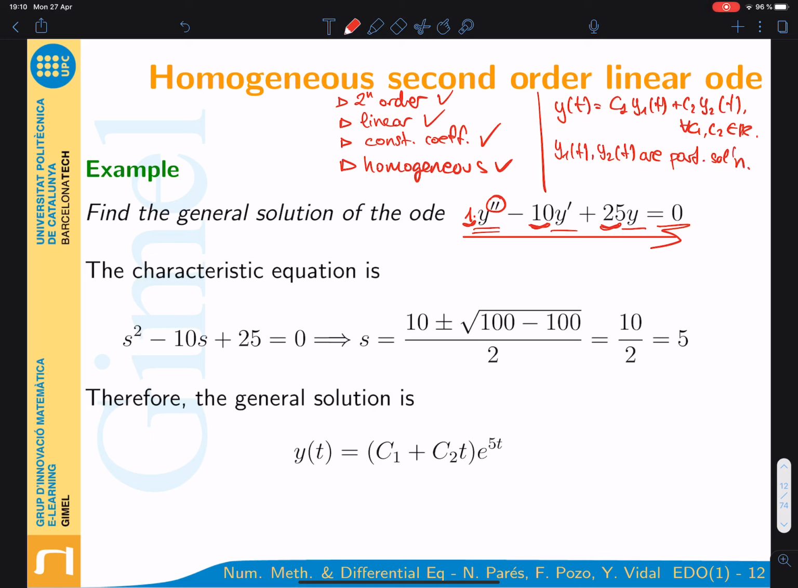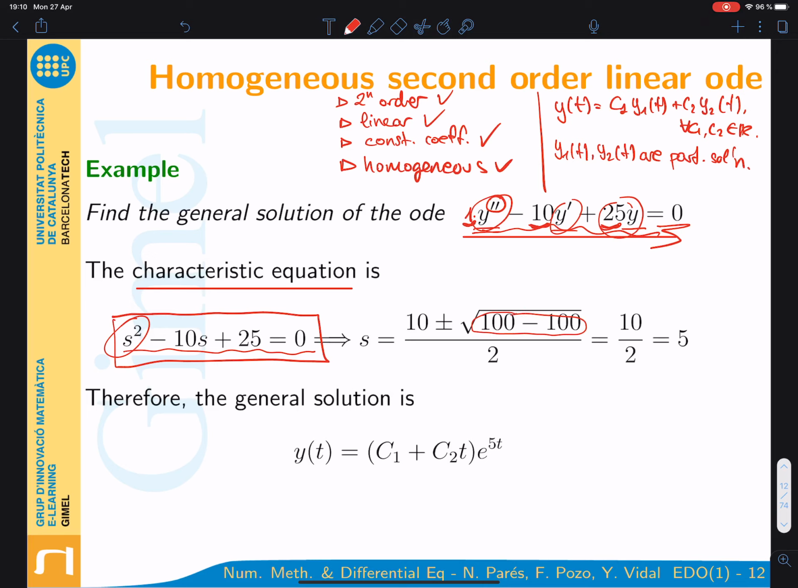I will first start trying to solve the characteristic equation. In this case, when I solve the characteristic equation, which is this one, I hope everybody understands how the characteristic equation is written from the ODE. I think it's quite simple. S squared comes from y prime prime, minus 10 times s from minus 10 times y prime, and the 25 from the coefficient that multiplies y.